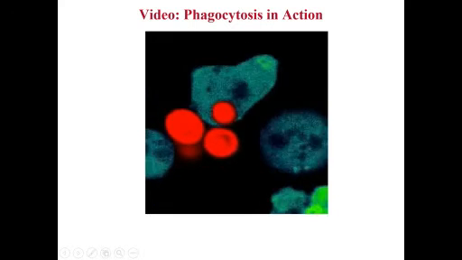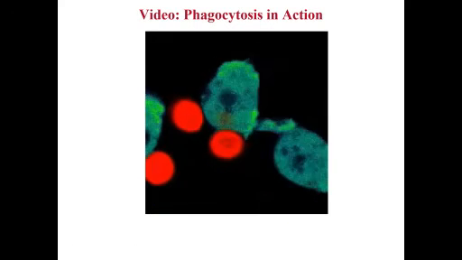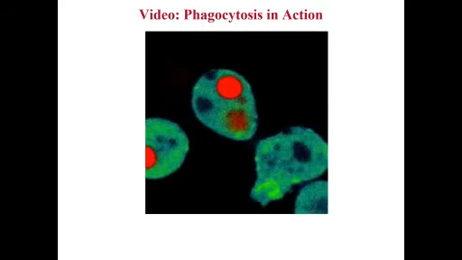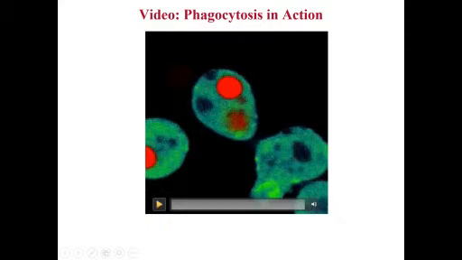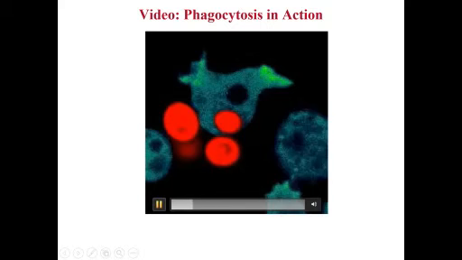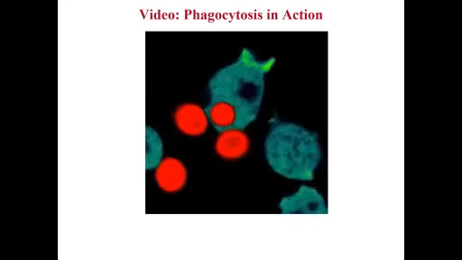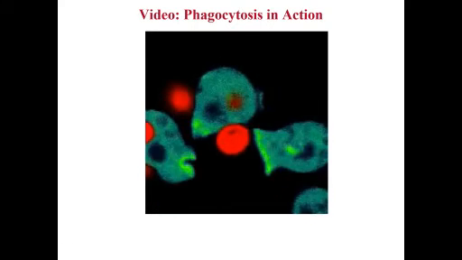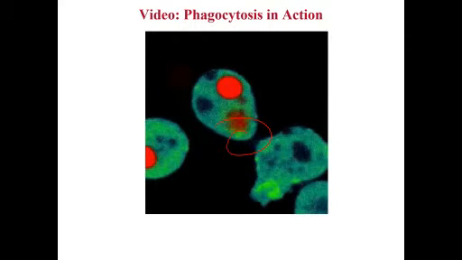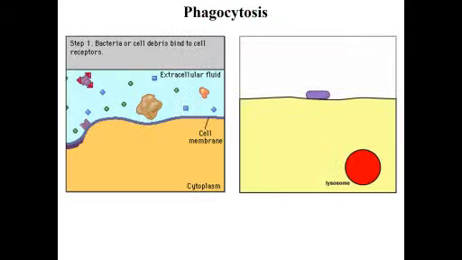Here you have a white blood cell that's engulfing this red particle. It gets trapped inside of the cell. You can see it kind of wraps around and encases it, envelops it. That's the process of phagocytosis or cell eating.